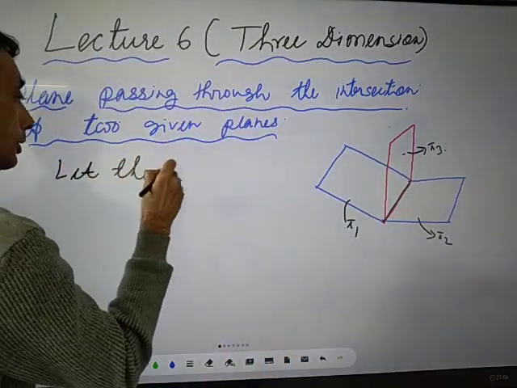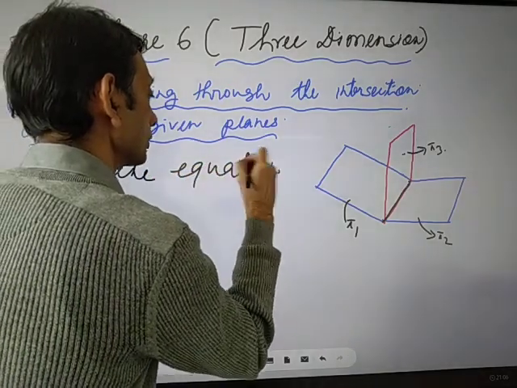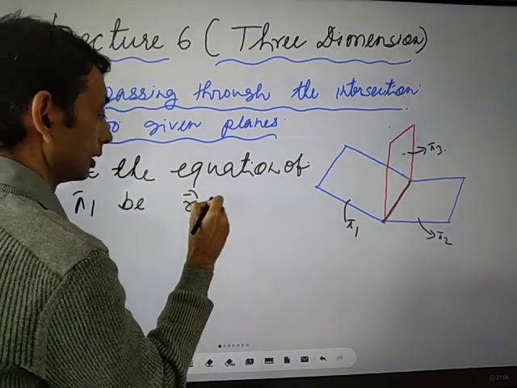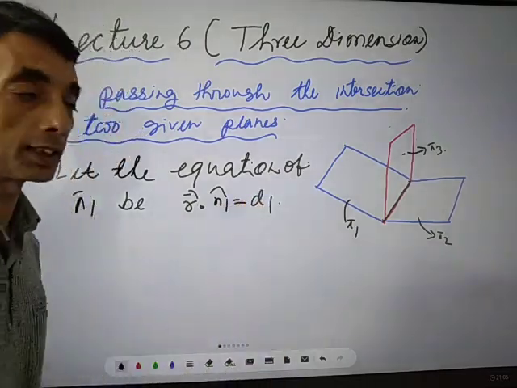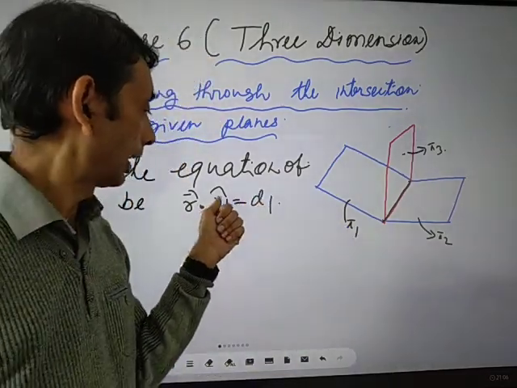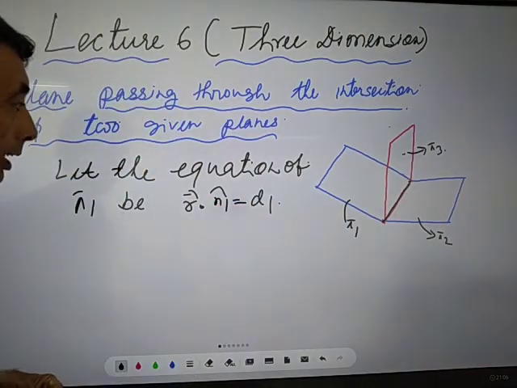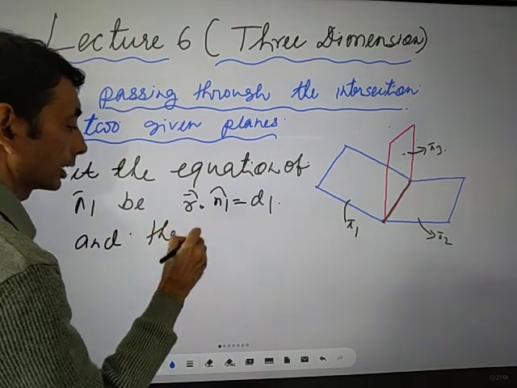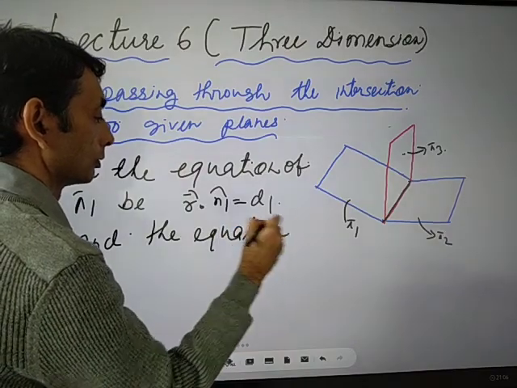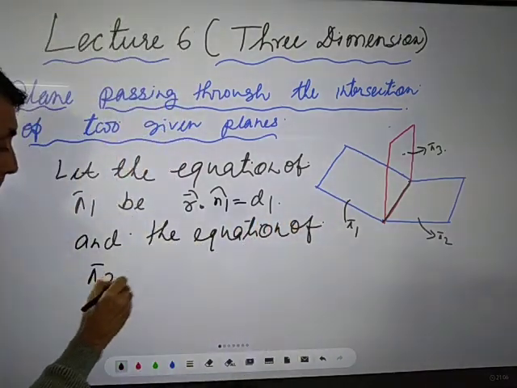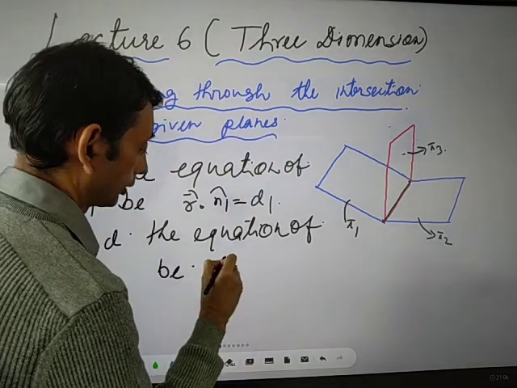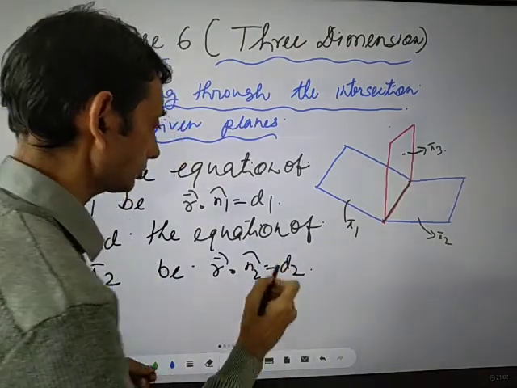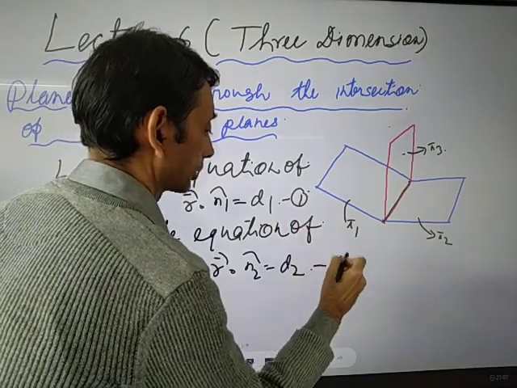Let the equation of pi1 be, we have taken the equation of pi1 in normal form, that is r dot n1 cap equal to d1, and the equation of pi2 be r dot n2 cap equal to d2. Say this is equation 1, this is equation 2.